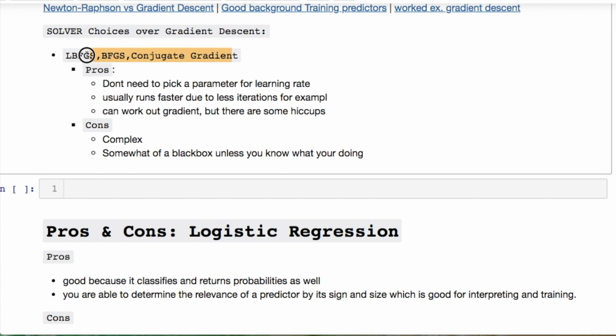These three right here, the pros. You don't need to pick a parameter for your learning rate. It usually runs faster due to fewer iterations, can work out gradient, but there are some hiccups. The cons, complex and seems like a black box if you don't know what's going on, so do some digging.